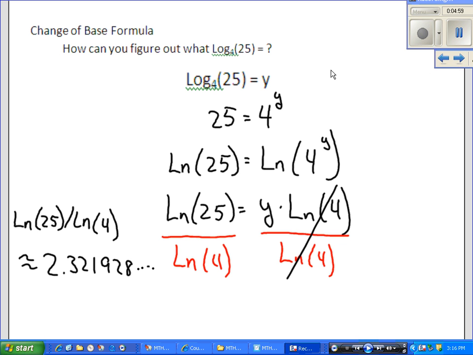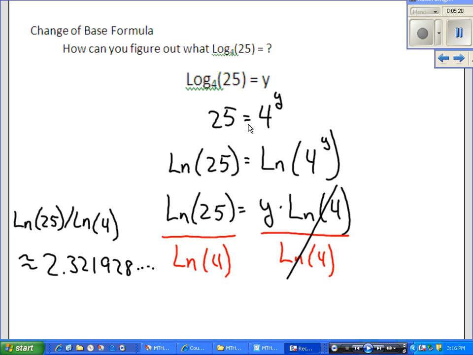Okay, change of base formula. This is another thing you want to memorize. So how to trick our calculator into giving us logs with bases other than the common log base 10 and the natural log base e. So what we can do, just to give you the theory here, log base 4 of 25 will set it equal to y, and then we're going to rewrite it in exponential form. You should be real comfortable with that.